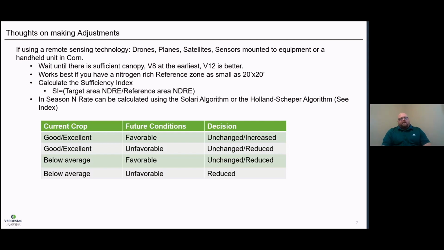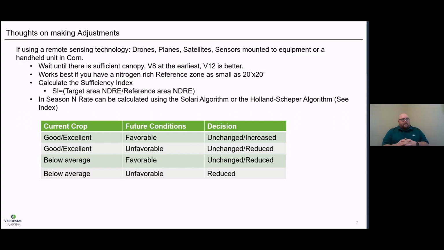So if you catch it at that V8 range and it's a little on the deficient side, give it a little shot and see what happens in the next 2 weeks when you take that NDRE imagery again, and make sure it catches up. That's the best way to manage through this, and then see how conditions change from there. You can use this formula all the way out to R3 to make that last nitrogen deficiency decision.